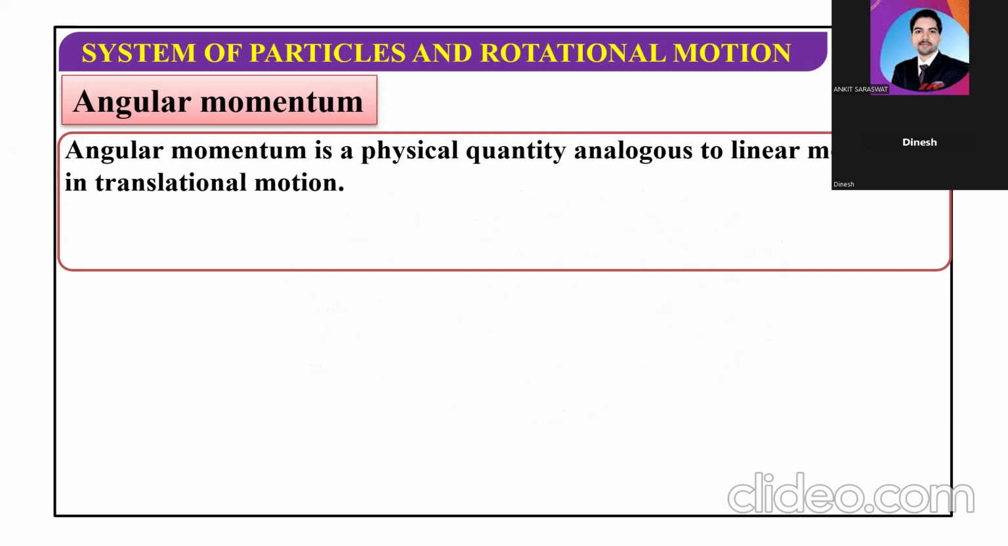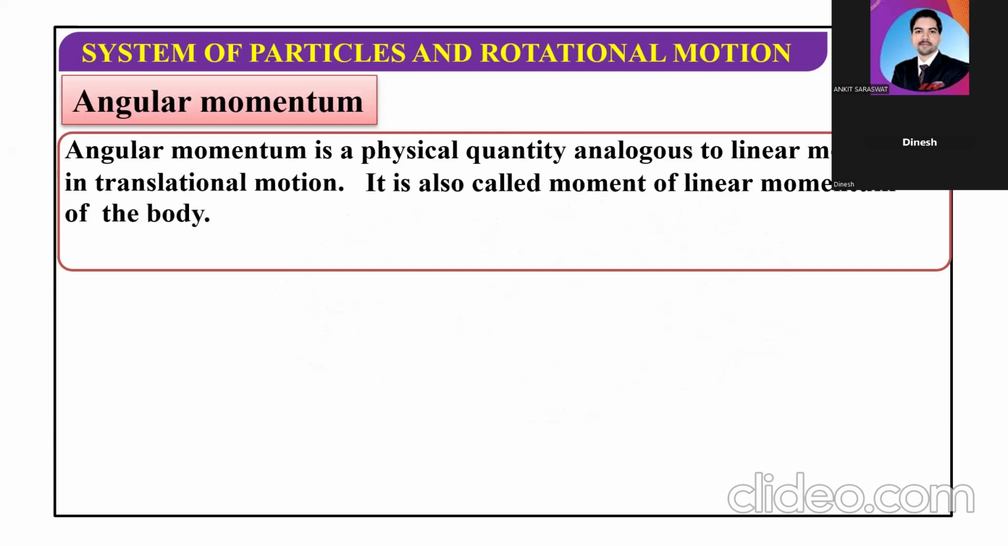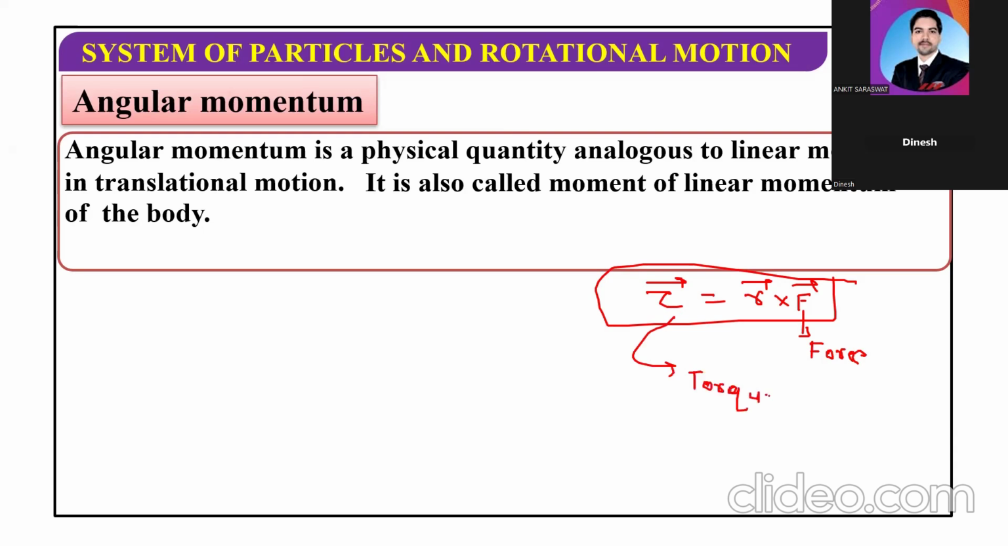It's a physical quantity similar to linear momentum in translation motion, which I have already explained. It is also called moment of momentum, the moment of linear momentum. Like torque, which I think you are familiar with, r cross F. Tau is torque, or we say moment of force.